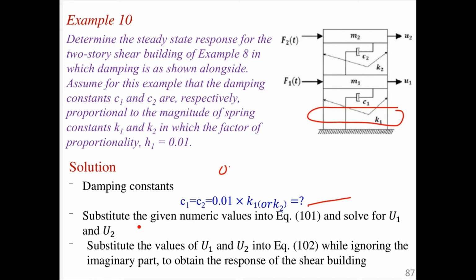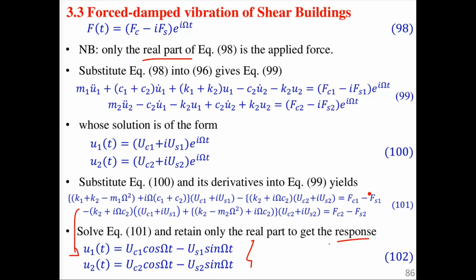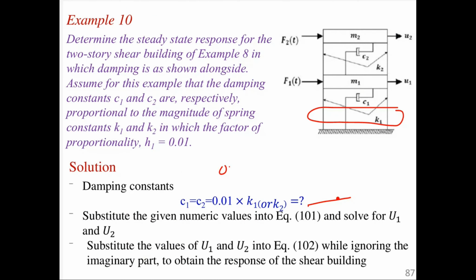Now you have C1 and C2. You go back to equation 101. I did not work out this equation. You really need to sit down and work it out, because you need to substitute the values of K1, K2, M1, omega. C1 you have already obtained as 0.01 K1, like that. So you just substitute into this equation and solve, retaining only the real part. You're going to get U1 and U2. That will be the response of the shear building.